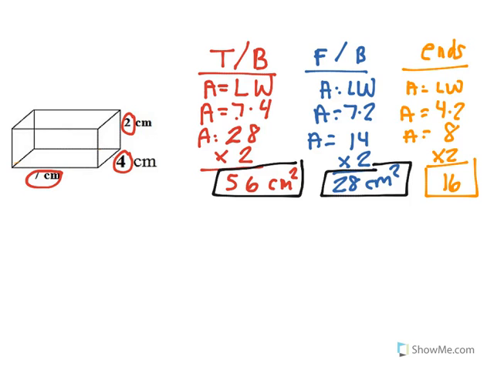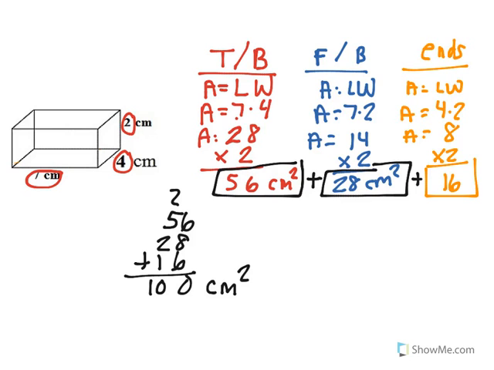Now, once I have this, again, to get my total surface area, I'm going to add them up. So in this case, I'm going to come here, set it up vertically, and I know that 6 plus 8 is 14, plus another 6 is 20, and I get 2 plus 5 is 7, plus 2 is 9, and 1 is 10. So I end up with 100, and again, it's centimeters squared because it is still area, okay? And so that's how you find surface area.